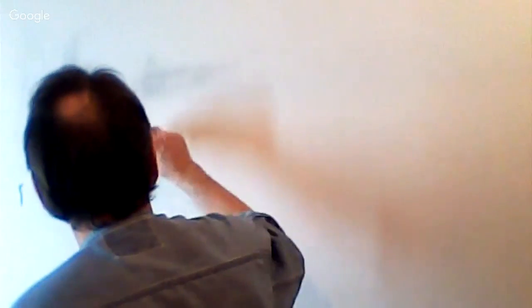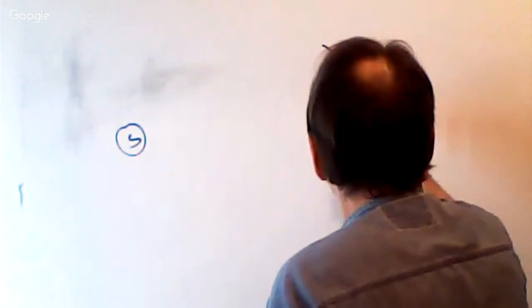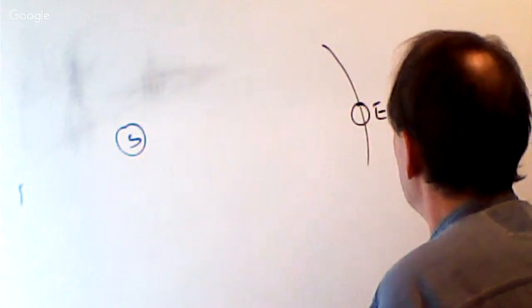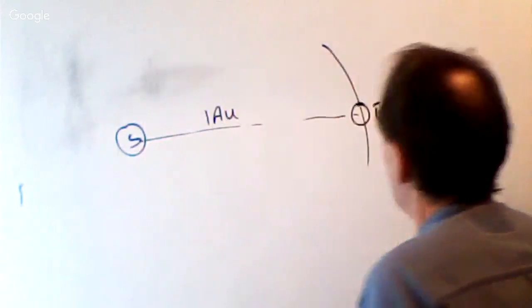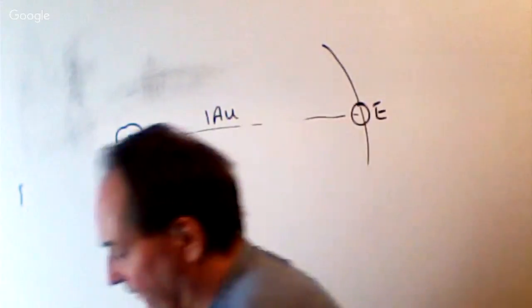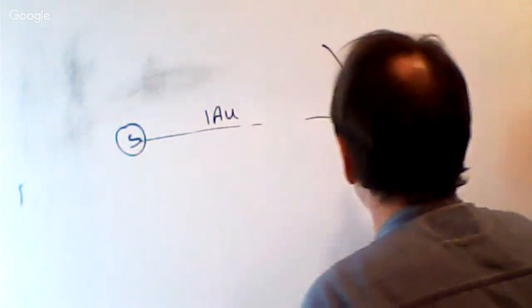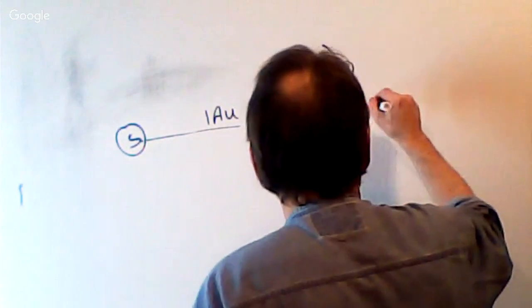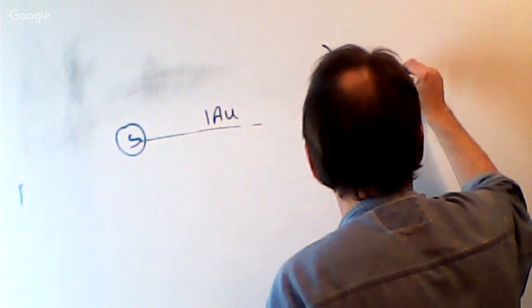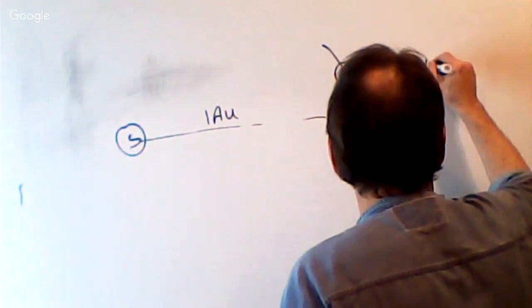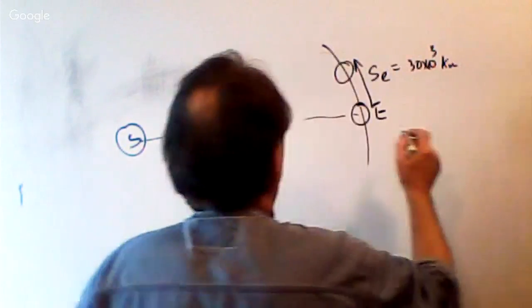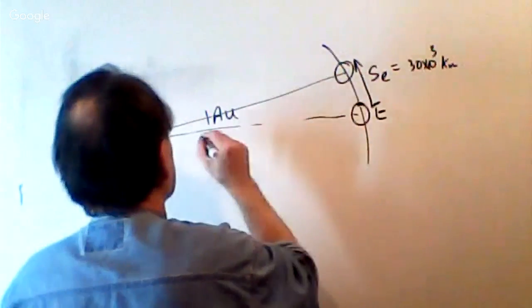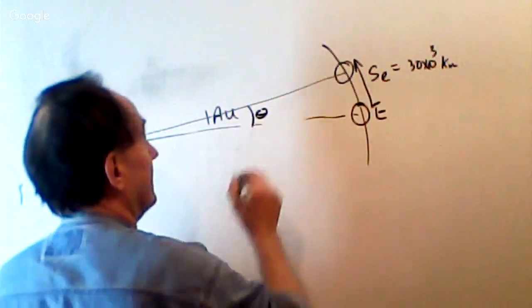Okay, now we have the sun, and we have the Earth in its orbit about the sun. This is 1 astronomical unit. Now, how far does the Earth move in this 1,000 seconds? It's going to move a distance SE, which is 30,000 kilometers. How much is that in angular measure with respect to the sun? Let's call this angle theta.